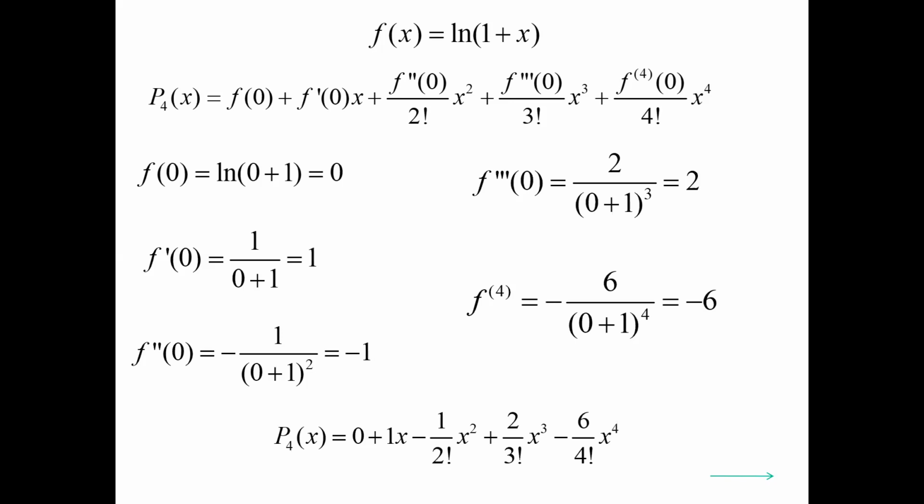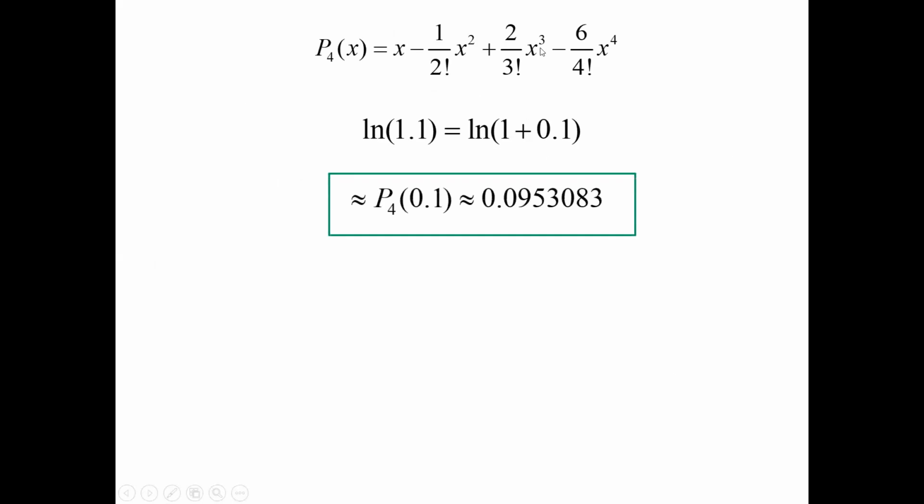They were asking us to approximate the value, remember, for the function natural log of 1.1. Well, if I'm using the natural log of 1 plus x, that means my x value is going to be 0.1. So I'm going to plug in 0.1 for my x values up here, and I'm going to get an approximation of 0.0953.